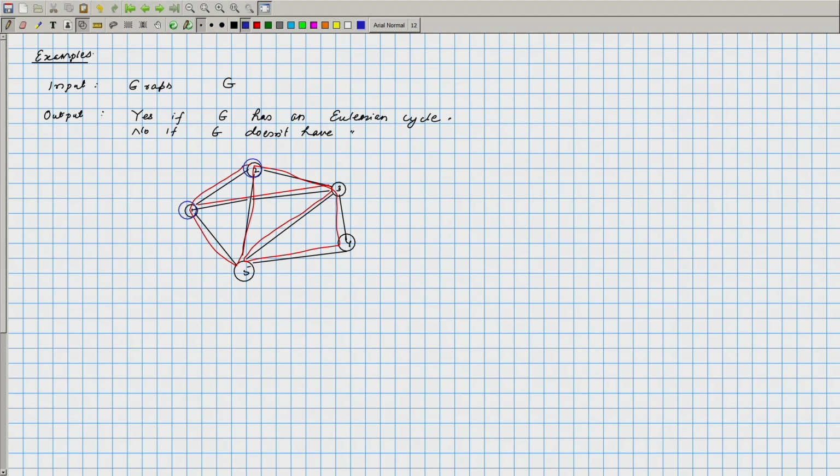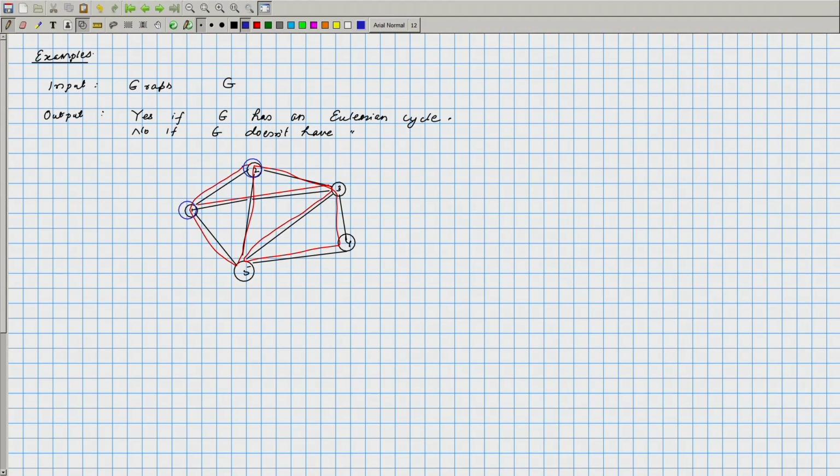So, we want a program or an algorithm which takes graphs as input and tells whether the graph has an Eulerian cycle or not, and the computation should work in polynomial time, and there are algorithms to do it. All that one has to check is that every vertex is of even degree. So, the algorithm basically checks for connectivity and then checks that every vertex has even degree.